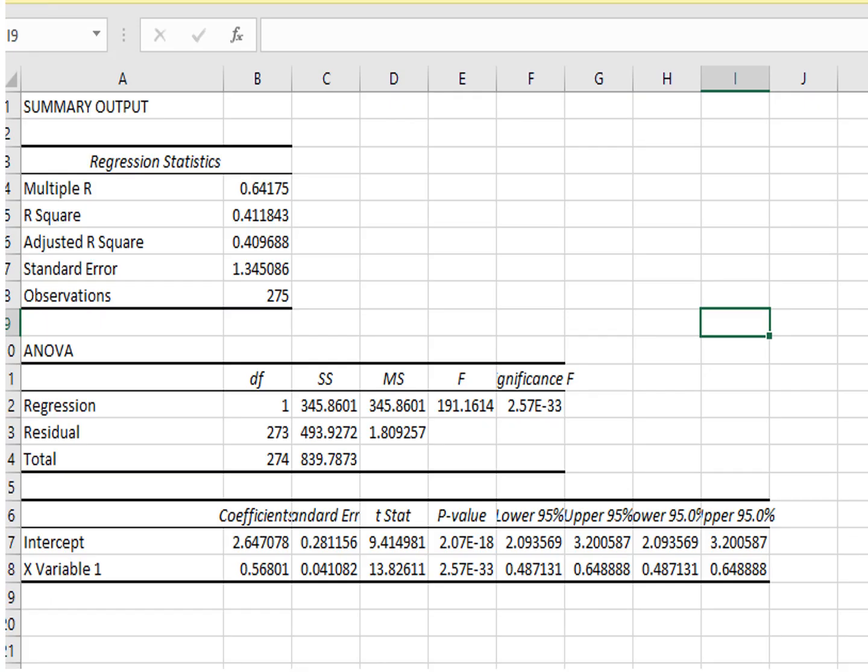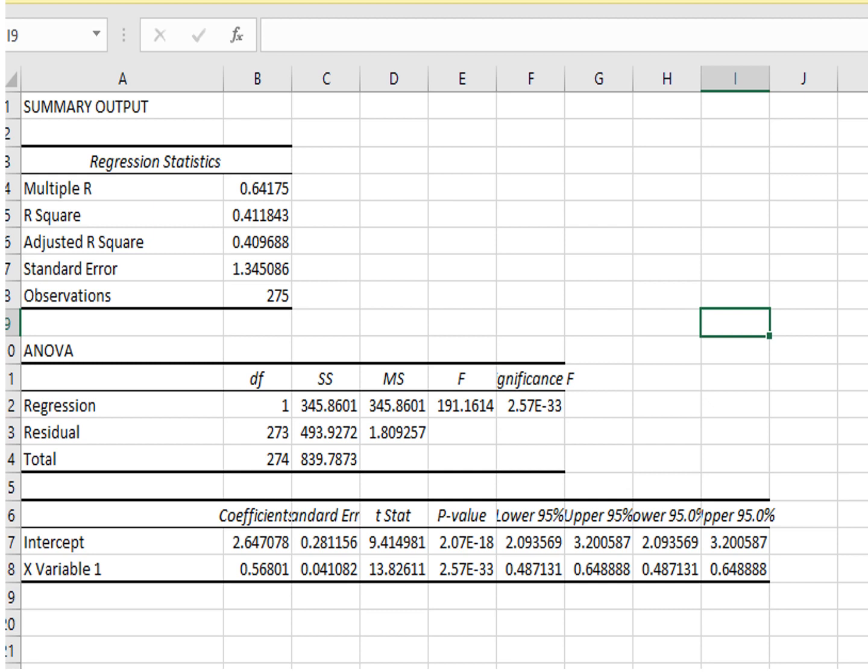Still plenty of output for us. A lot of this stuff we haven't really talked about: Multiple R, R squared, adjusted R squared. Most of what we've talked about and is important to us is in that bottom section where it says intercept and X variable. In column B, there's something called coefficient. That's what would build our regression equation.